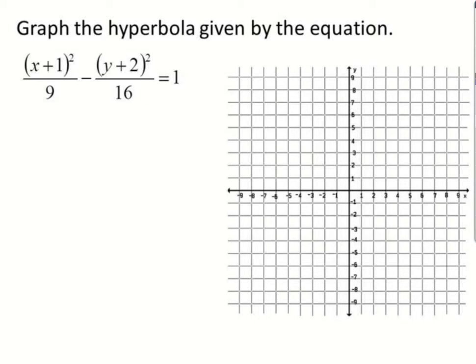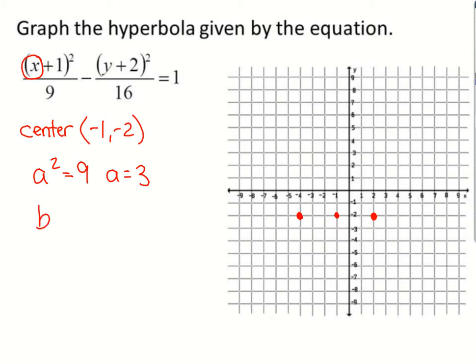In this example, our center is going to be located at -1 and -2, because remember when you pull them out of the parentheses, you change the signs. Our a squared value is 9, so our a value is 3. The a is with the x value, so that means left to right. So we're going to go to the right 3 and put a dot. We're going to go to the left 3 and put a dot. Those are the two vertices we're going to graph from.